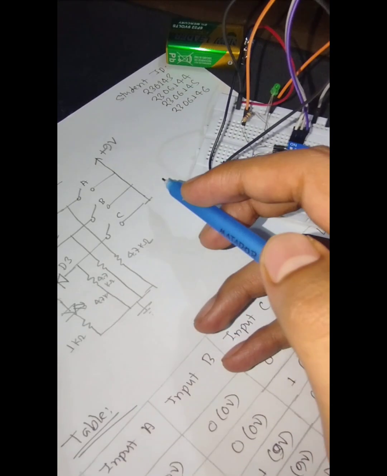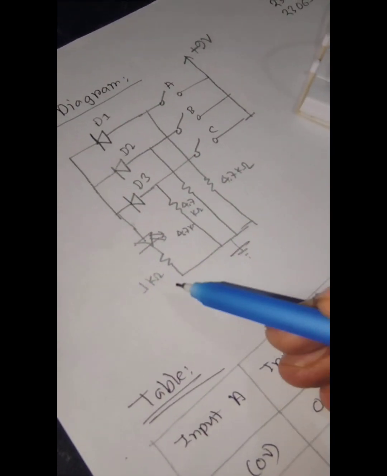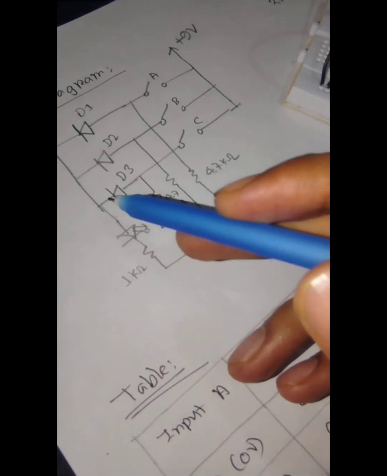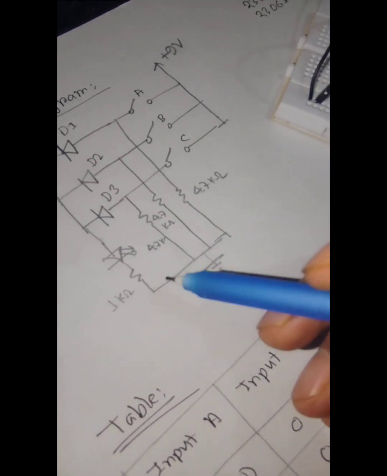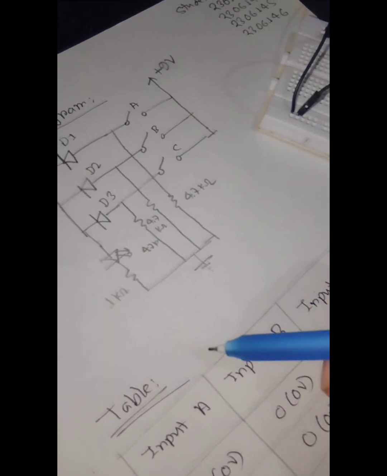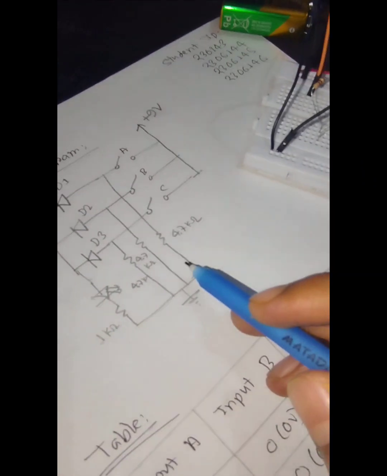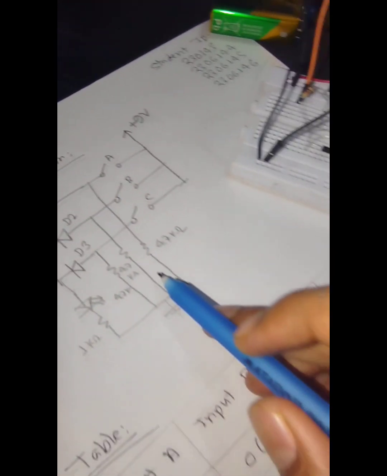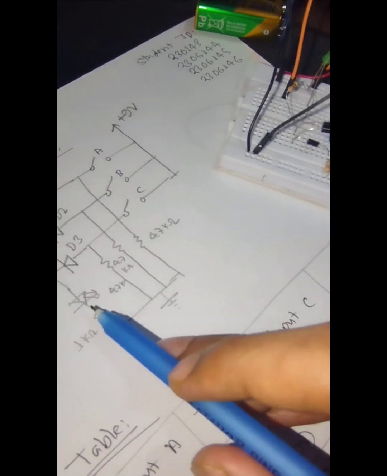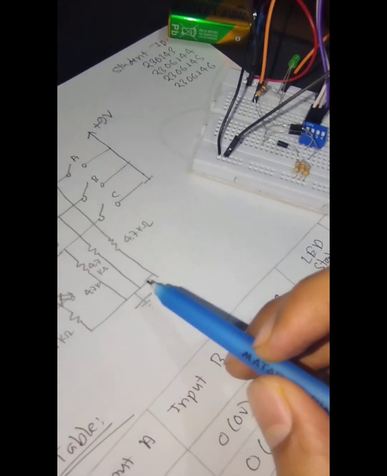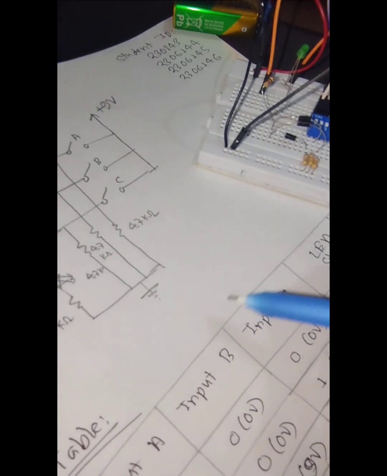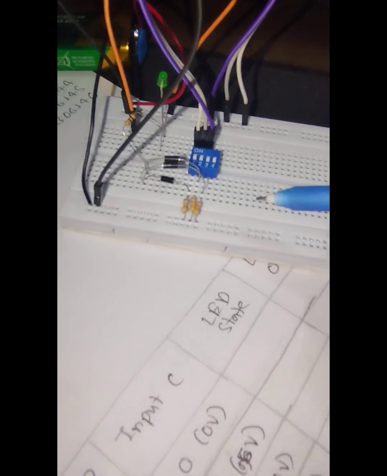In the circuit, a 1 kilo ohm resistor is connected in series with the LED. This limits the current through the LED and protects it from damage. This is one LED and 1 kilo ohm. A 4.7 kilo ohm resistor is connected in parallel with the LED. This resistor provides a proper path for the current when the diodes are not conducting, preventing floating voltage and ensuring that the LED turns off completely when all inputs are low. These are the parallel.